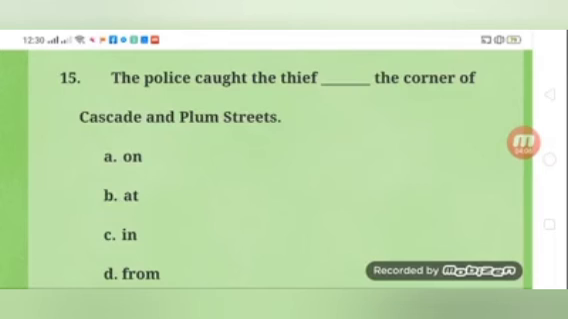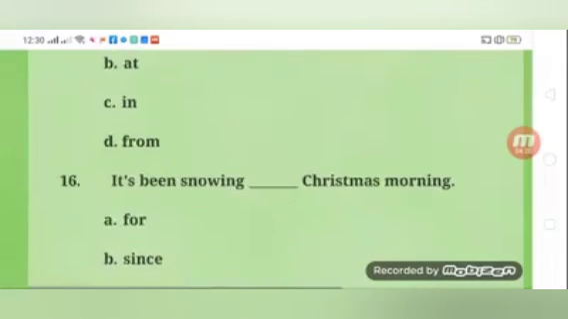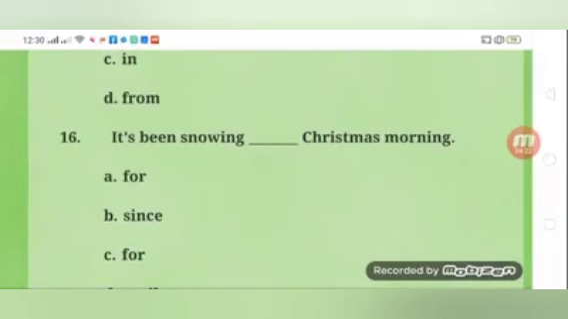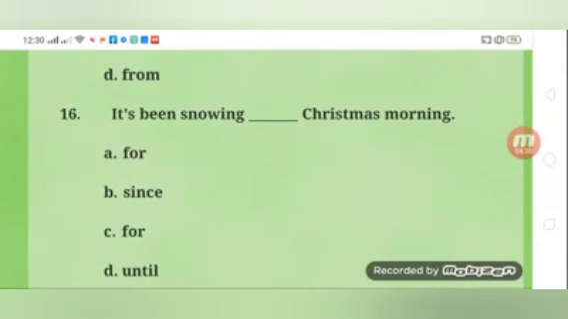The corner of Cascade and Plum Streets. Okay, so corner, pag corner siya, specific points, gamitin natin yung at the corner, at the middle, at the center, ganun. So, okay? So, at the corner of Cascade and Plum Streets. It has been snowing since Christmas morning. Okay?